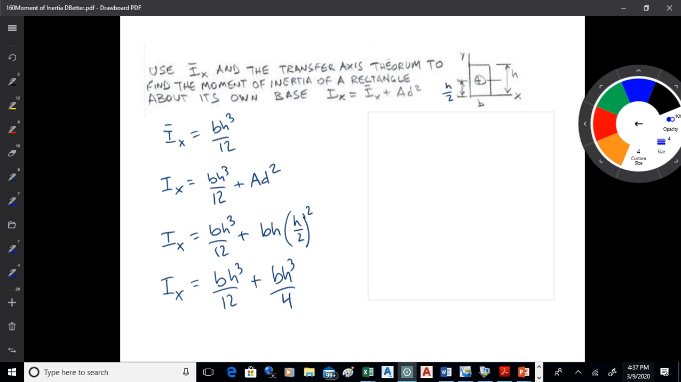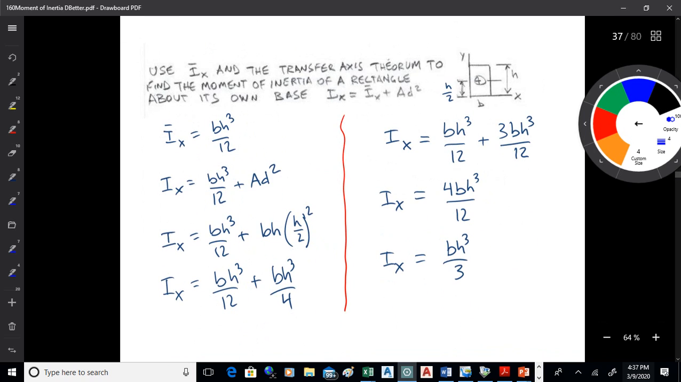I have to remember some of my fraction facts there and do a little factoring. Find the least common denominator. Bh cubed over 3 plus 3 bh cubed over 12. 4 bh cubed over 12, which is bh cubed over 3.